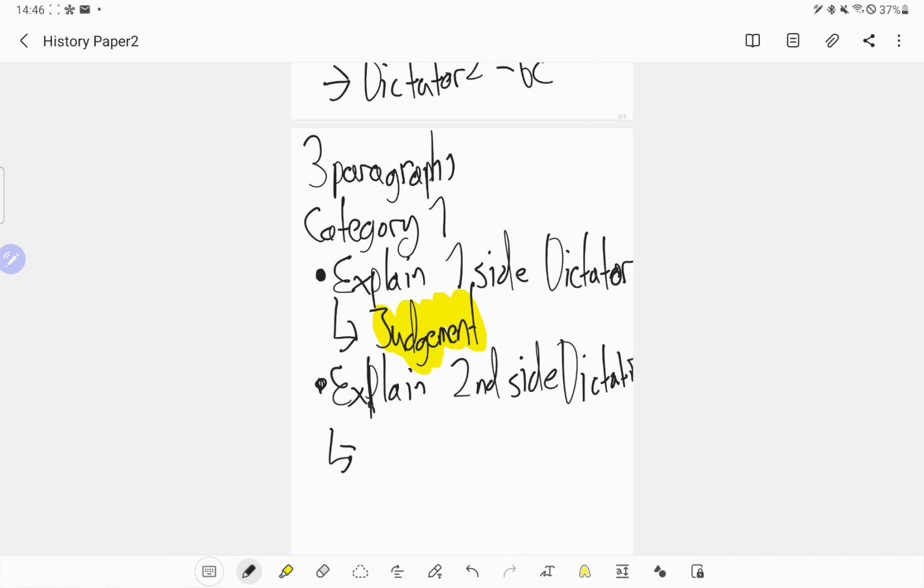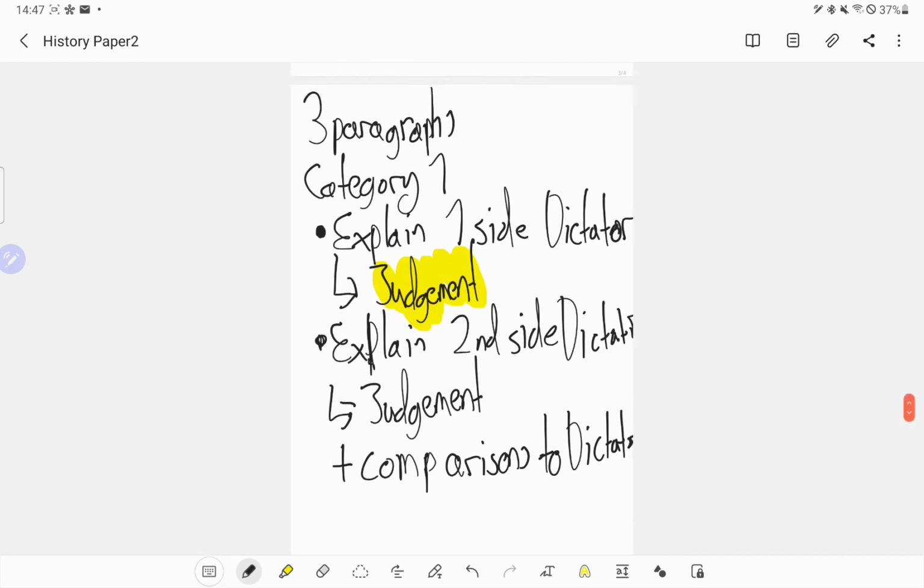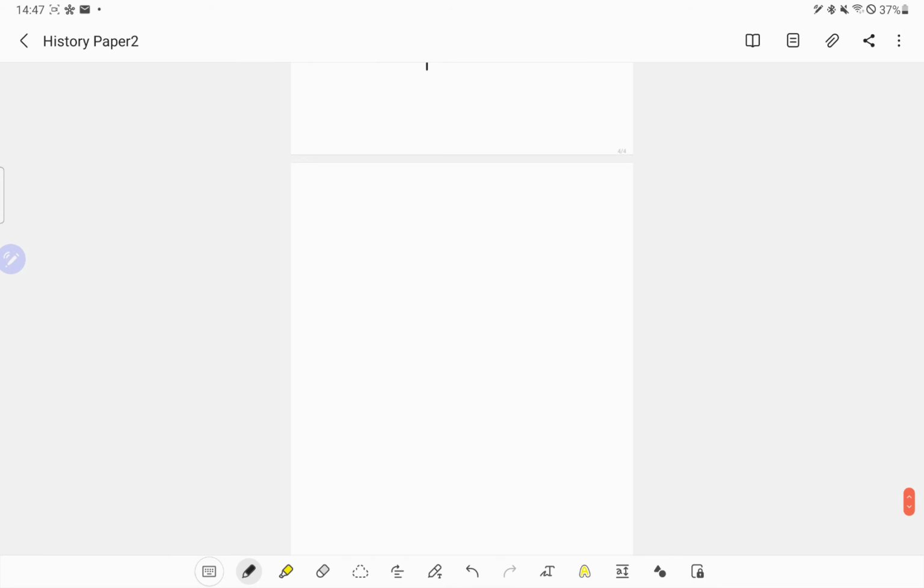And here we're going to first of all do a judgment, but also leave small comparisons to dictator 1 in this category. And this will be the ideal structure for your essay, for each paragraph. In each paragraph, we're just going to go into one more detailed hint.